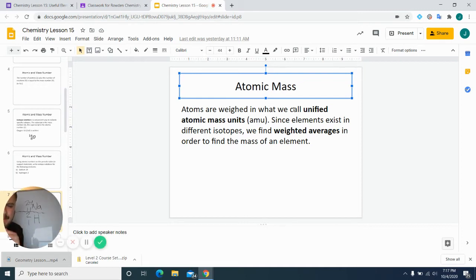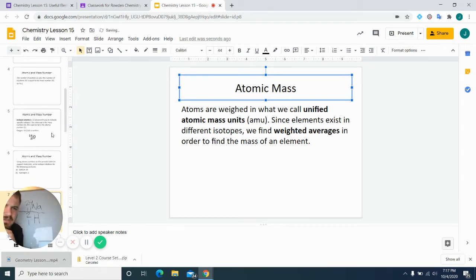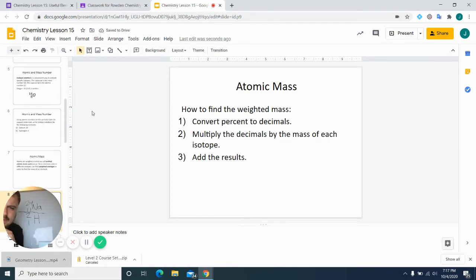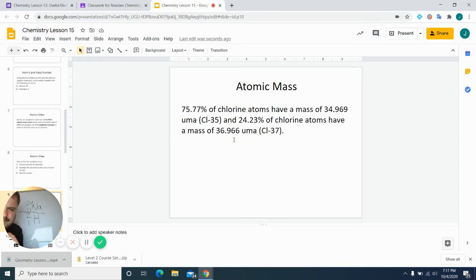So let's do this one. Atoms are weighed in what's called unified atomic mass units, AMUs, and elements exist in different isotopes, so we find what are called weighted averages. So here is an example of what you do. You're going to take the mass, turn the percent into a decimal, multiply the decimal by the mass of each isotope, and add the results. Let me give an example. They tell me that 75.77% of chlorine atoms have a mass of 34.969.